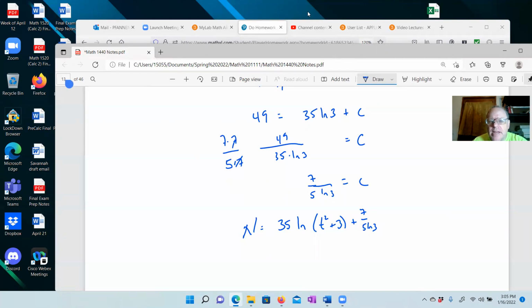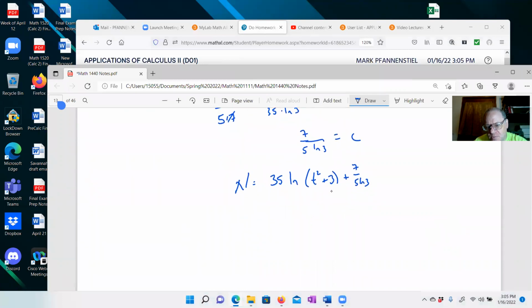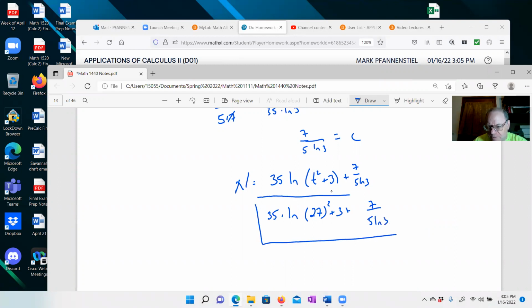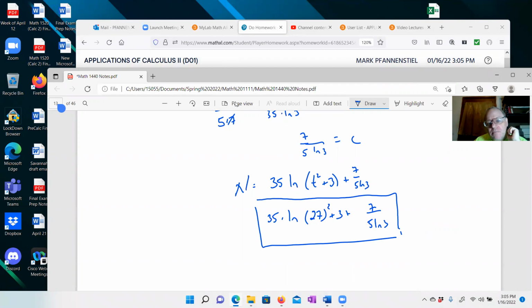And what are we doing with this? We're saying after 27 days, so we're going to put in our 27 here, plus 7 over 5 natural log 3. And I guess round to the nearest integer. Round down, I guess. That would be something that you would do there. You might have to round up.